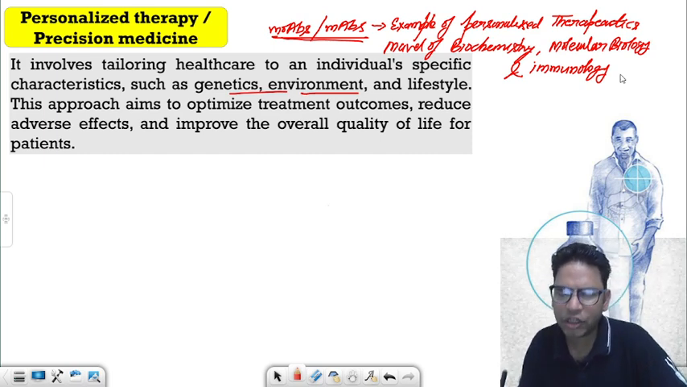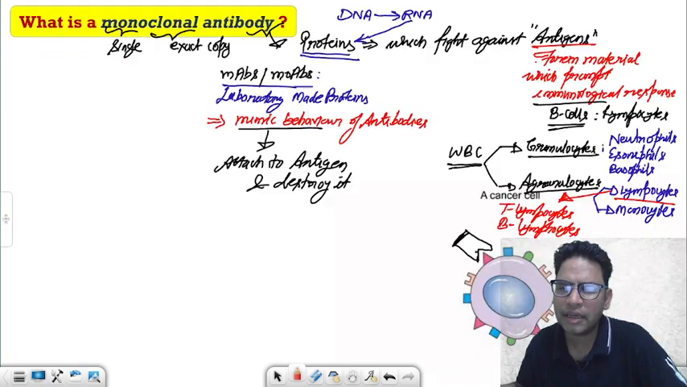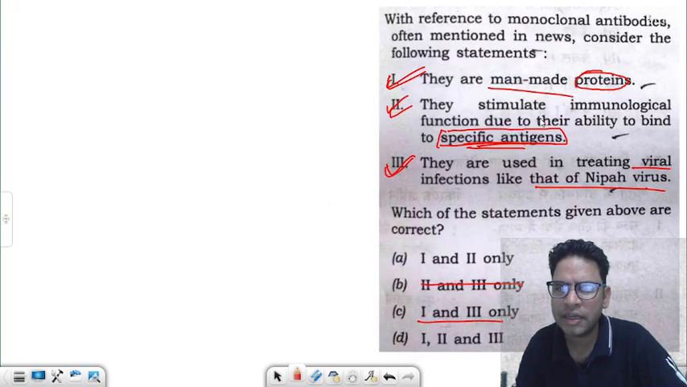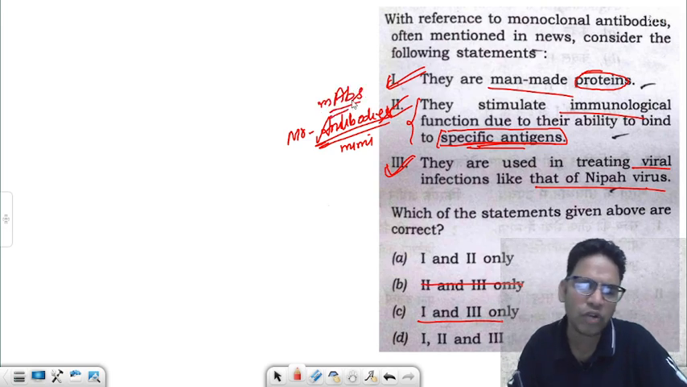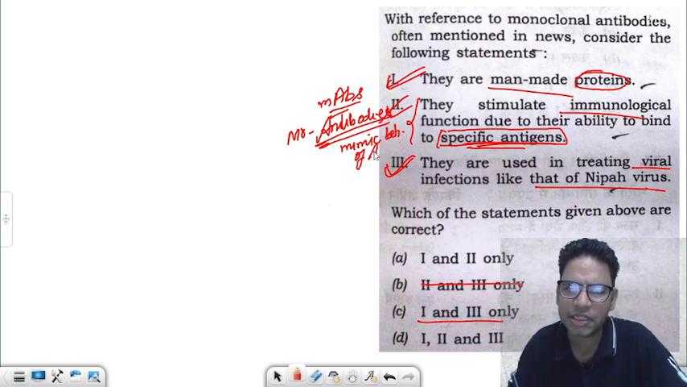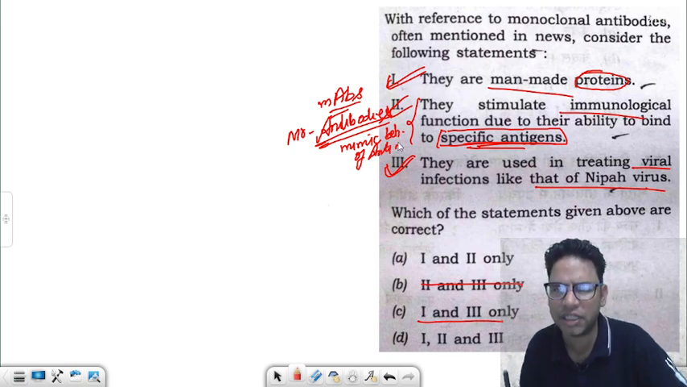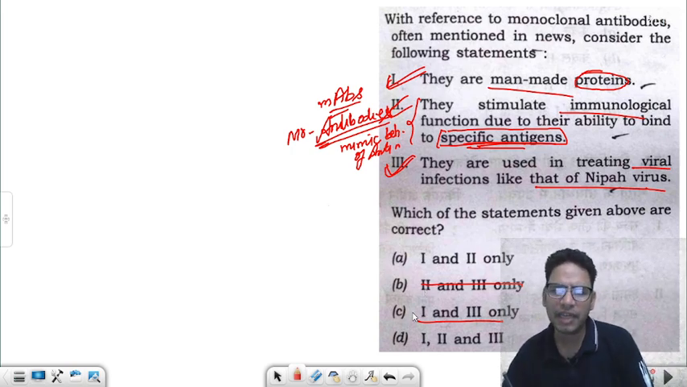If they are asking about this question, this is correct, this is also correct. They stimulate immunological function. Yes, it is correct, because these antibodies, as I have already told you, monoclonal antibodies, mimic the behavior of antibodies. Mimicking the behavior of antibodies simply means they will stimulate an immunological response, and the body is going to produce antibodies, which attach to the foreign material or antigen and destroy it.